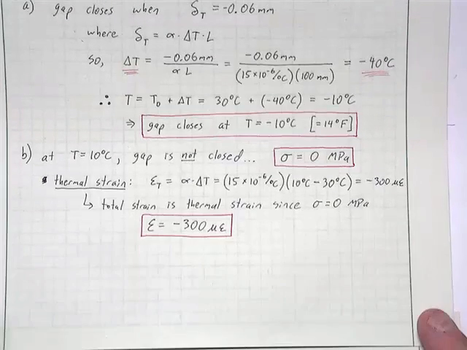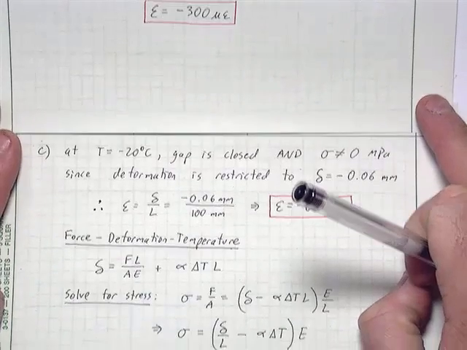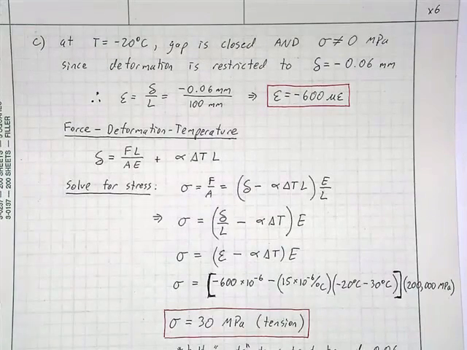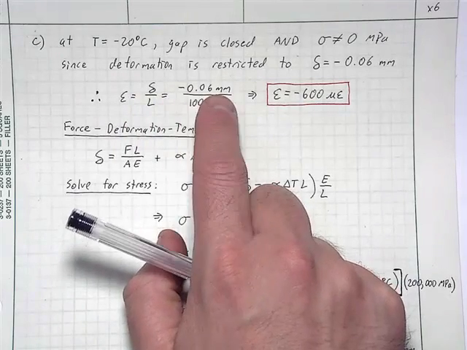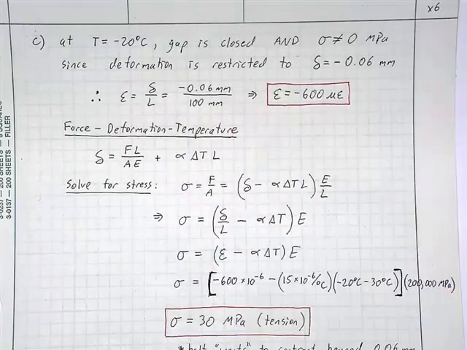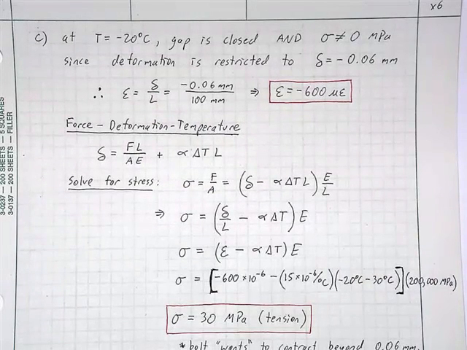But when we get into winter, when the temperature drops even further, the gap now closes because the gap closed at minus 10 degrees Celsius. So now the gap is closed and we get a non-zero stress. And that's because the deformation is restricted once the deformation reached that 0.06 millimeter gap. All right, but our strain is now going to be quite easy to calculate because now our deformation is restricted at the gap distance, and divide by our original length, we find a strain of minus 600 microstrain.